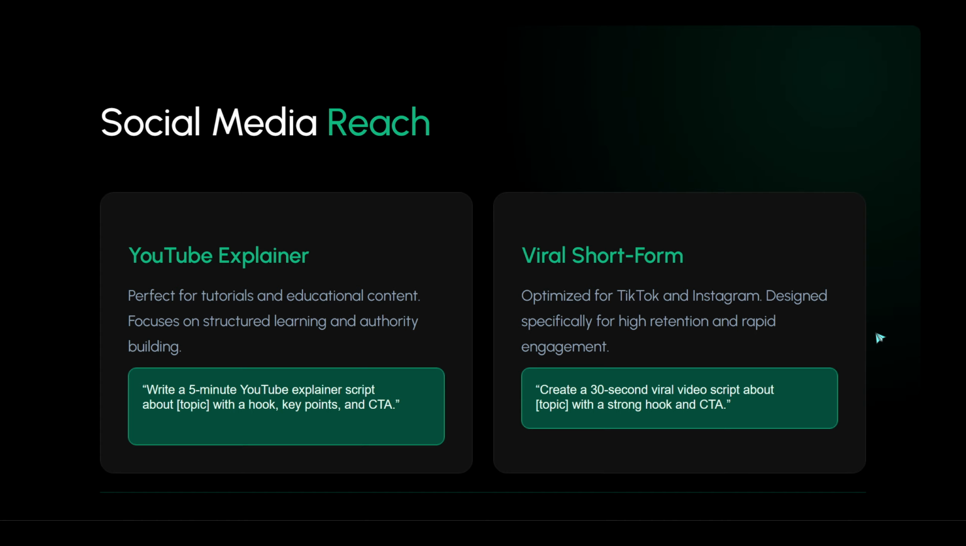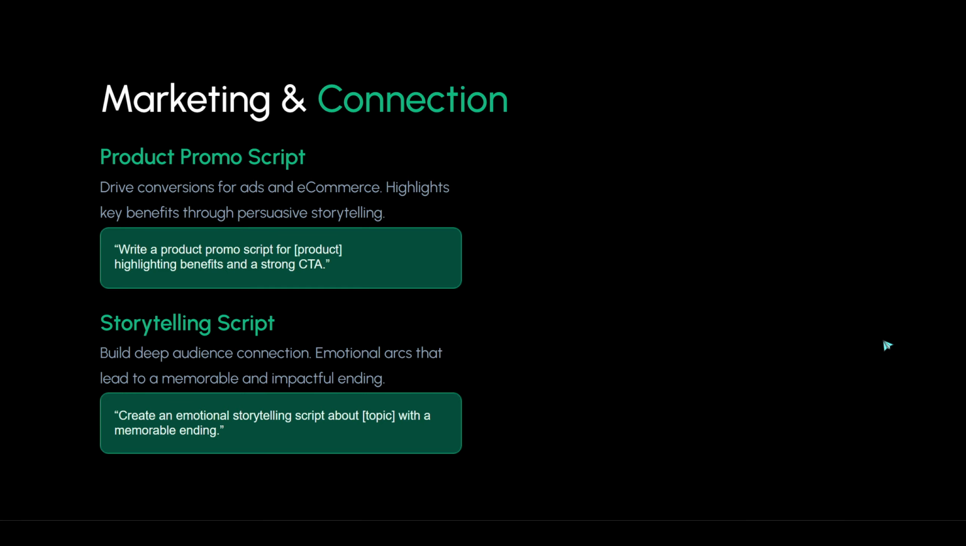For short-form platforms like TikTok and Instagram, go with "Create a 30-second viral video script about topic with a strong hook and CTA." This focuses on immediate attention, fast pacing, and a single takeaway. Keep it punchy. If you need platform-specific touches, say, "use on-screen text moments" or "include quick-cut cues." After generating, read it out loud to ensure it fits the 30-second window.